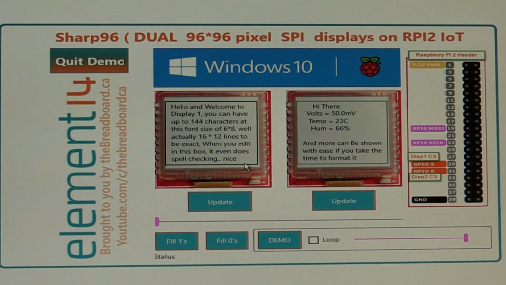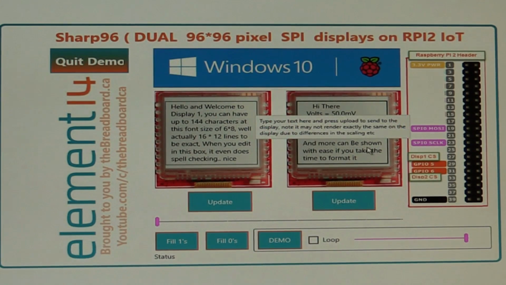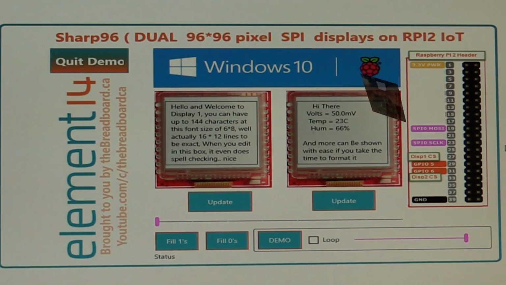I haven't actually physically timed it, but maybe when we get to the oscilloscope later, we can see how long it actually takes to do that. As I say, the left-hand display is using chip select 5 and the right-hand display is using chip select 6, or should I say GPIO 6. And that's pretty much the display, or the user interface. So let's go have a look at the hardware.